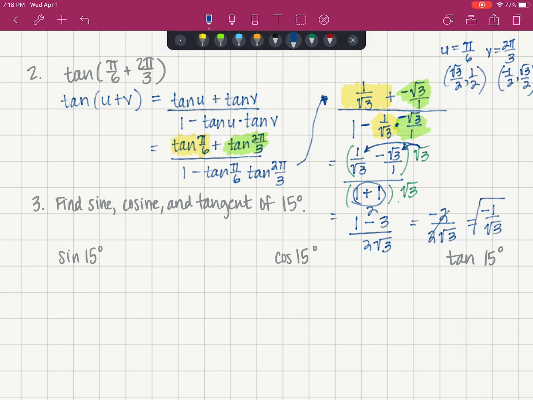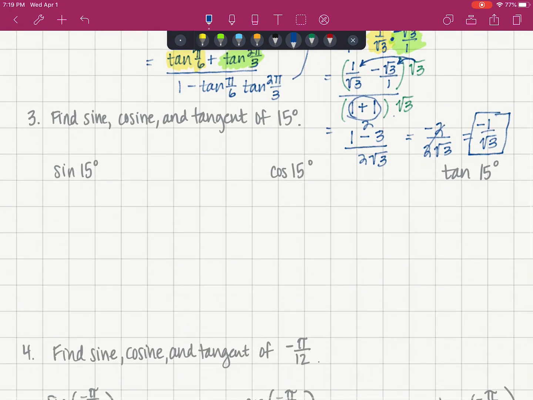The 2's cancel out, and we get negative 1 over the square root of 3, which is what I thought the answer was, because pi over 6 plus 2 pi over 3 should be 5 pi over 6. Should be 5 pi over 6. And the tangent of 5 pi over 6 is negative 1 over the square root of 3. So that kind of proves for you that, yes, this formula does work, because we would get the same answer either way.